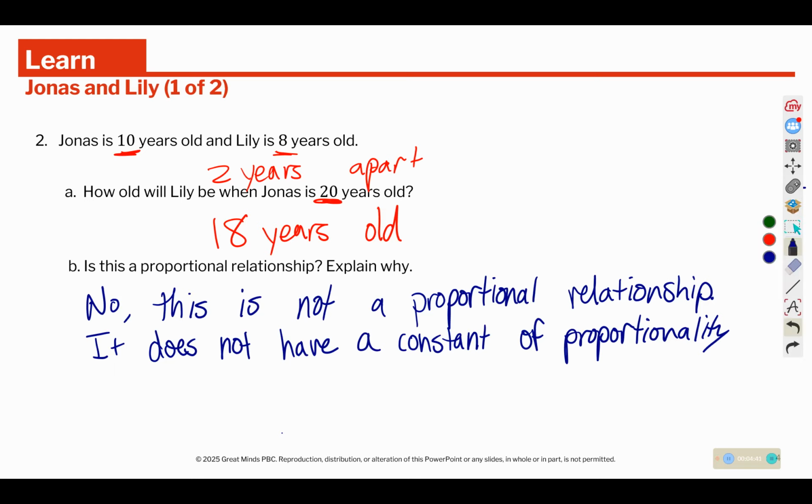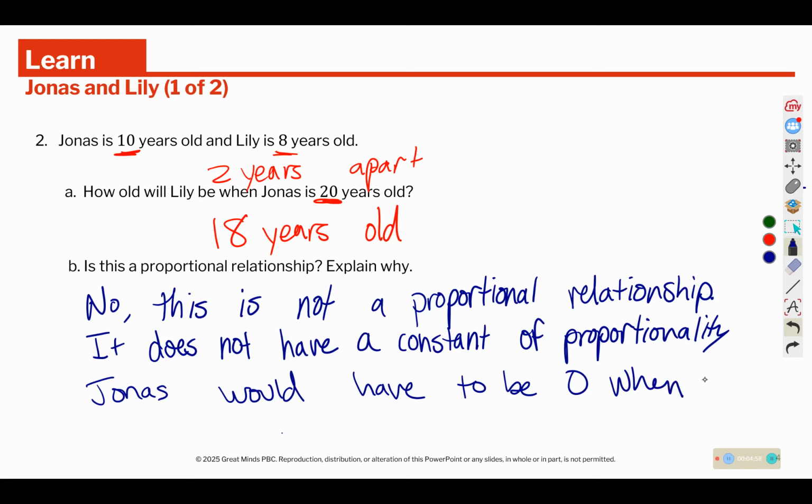Let's also think about it in terms of a graph. On a graph, it needs to go through 0, 0. Well, that would mean Jonas would have to be 0 when Lily is 0, but they're 2 years apart, so that's not possible, meaning this can't be a proportional relationship.